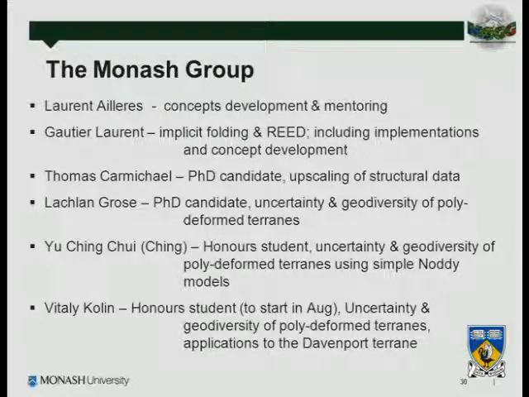Lachlan has just started his PhD. He's done an honors thesis on looking at the variability in mapping, and that's what he was going to present today. But he's doing a PhD on uncertainty and geodiversity of polydeformed terrains, so he's actually going to go in the field, map the Davenport domain, and play with those tools to try to see if we change the deformation scheme, what do we get? How different are the models?